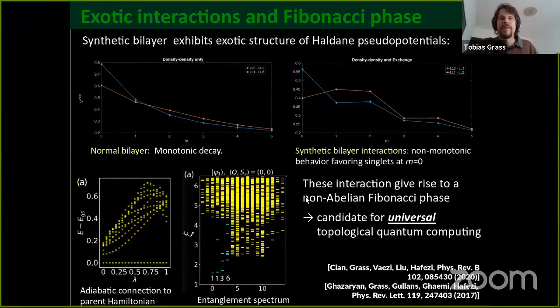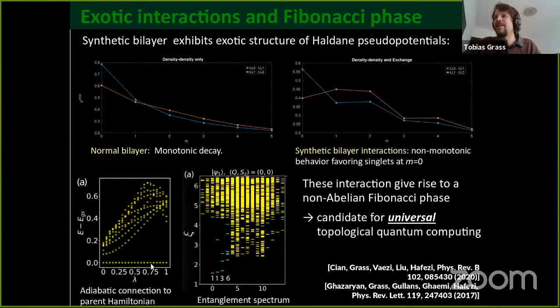Now, of course, it's always tricky to identify these phases through finite size computations. So we have put a lot of effort into characterizing this fractional quantum Hall phase. And from the edge counting in the entanglement spectrum, we clearly get a fingerprint of this Fibonacci phase.